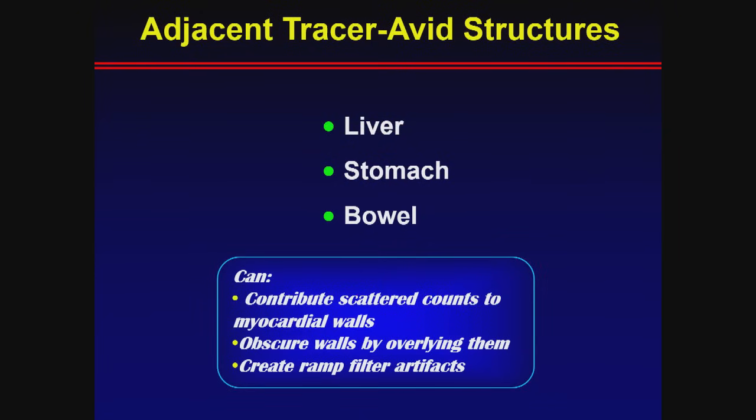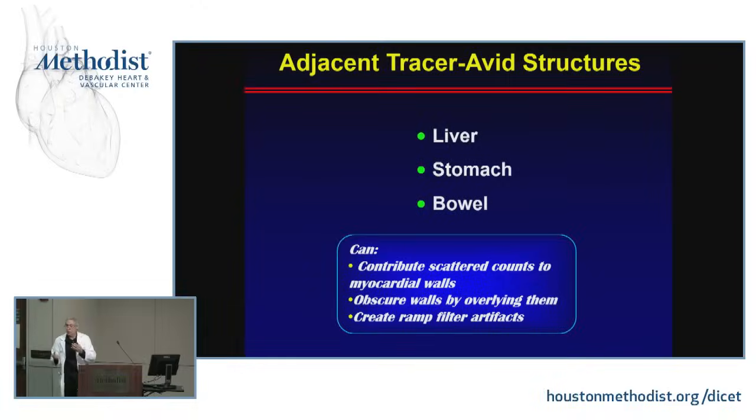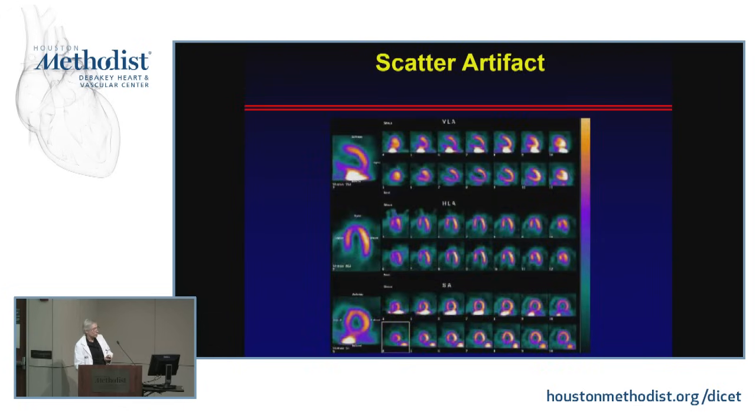We also have, obviously, problems with liver, stomach, and bowel, which can contribute counts to, let's say, the inferior wall and make a defect go away, or it can do the opposite. It can cause what we call a ramp filter artifact, which can actually lead to a false perfusion defect. Or you can actually have gut going over the entire inferior wall of the heart, for instance, where you can't even evaluate it. So there's a lot of reasons why we try to avoid liver, gut, and bowel uptake.